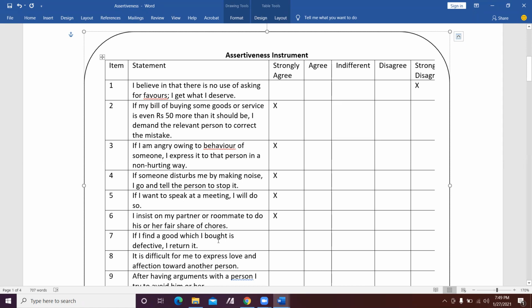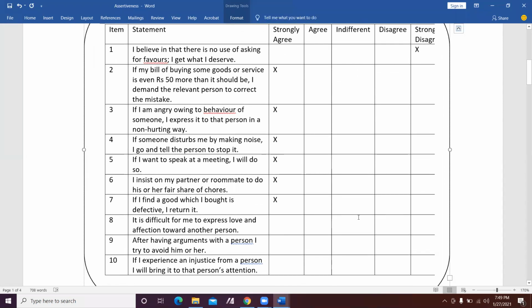If I find a good which I bought is defective, I return it. If the answer is yes, strongly agree, then you have a high level of assertiveness. Strongly disagree, no assertiveness. You are very passive then. Passiveness, I will come to that later.